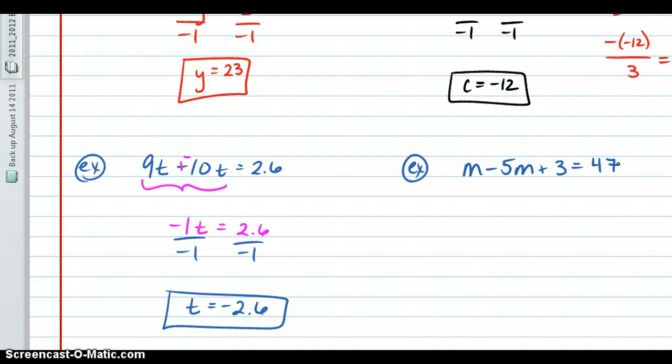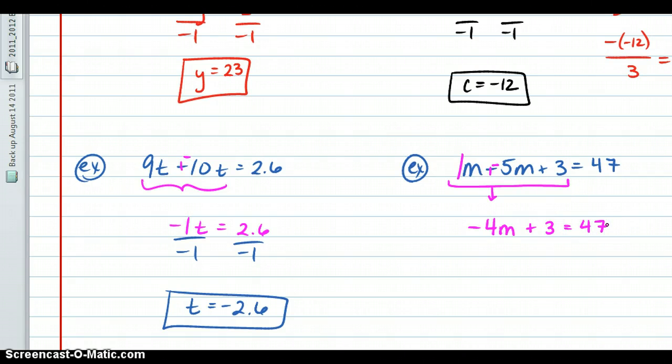So we have m minus 5m plus 3 equals 47. Alrighty, so let's go ahead and put a 1 in front of any lone variables. That's my coefficient. Plus -5m plus 3 equals 47. Okay, let's focus on this side of the equation. Do I have anything that I can simplify? Yes, I do. I have 1m plus -5m. That would give us -4m plus 3 equals 47.